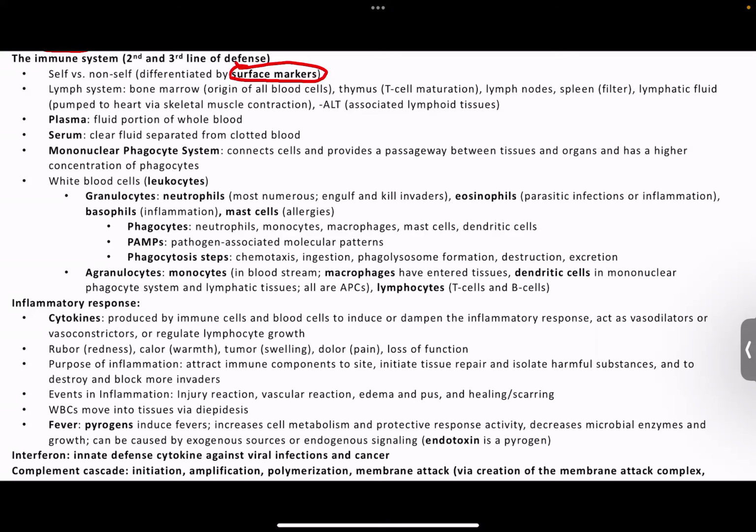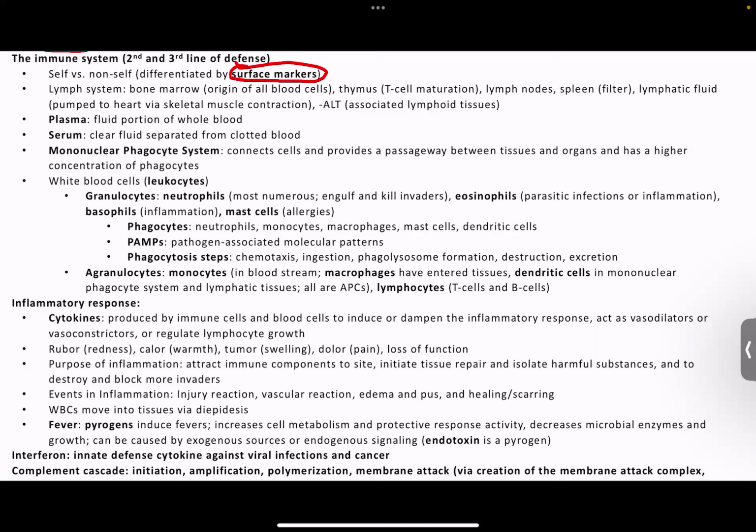And so if your MHC1 looks different than my MHC1, and my body sees that as foreign and attacks it, this is where organ rejection comes from. That's talked about more in chapter 16, but that's an example of one of those surface markers that we see as self, and anything that deviates from that is non-self, and we attack.